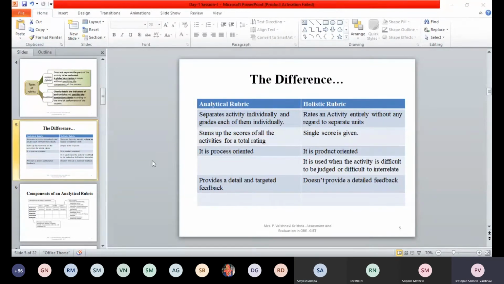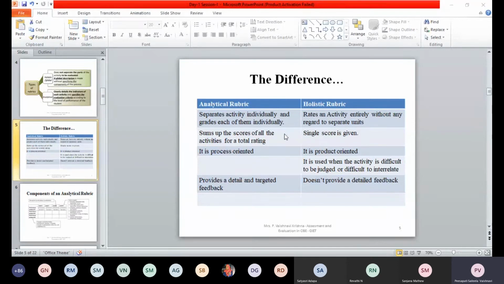So, analytical rubric and holistic rubric. Now we shall see the difference between these two kinds of rubrics. As we have discussed before, in an analytical rubric, you break the activity into individual parts or individual grading criteria, wherein you judge each of them, and finally when you want to come up with the grade, you sum up all of them. Whereas a holistic rubric rates the activity without any regard to separate units. As I told you, you get a global description of the performance.